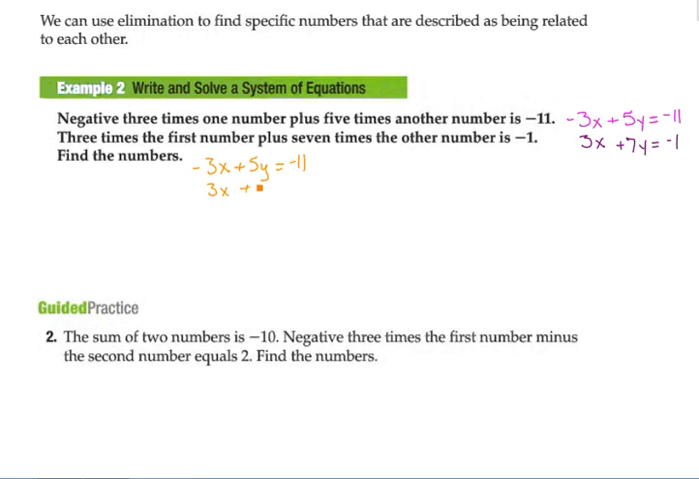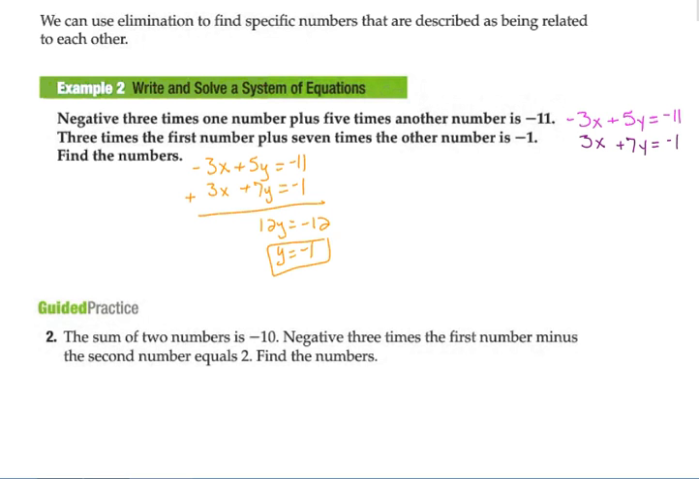And then I'm going to realize that they are aligned. I can go ahead and combine these two equations, and by doing that I eliminate my x variable. I end up with 12y equals -12, which means that y equals -1. So that second number is -1.